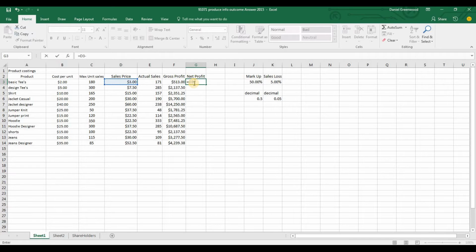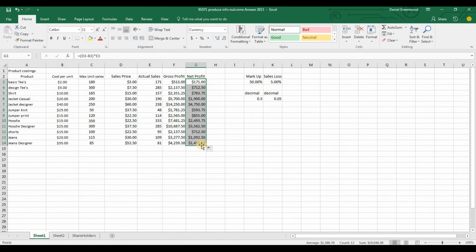$3 minus that, okay? That gives us the $1. That's how much you're making per t-shirt we sold, right? We made $1 per t-shirt. Lots of profit, eh? So we want to work that out first. So I'll bracket that. And then we basically say, okay, from that $1, I want to times it by how many sales we actually did. And with that formula, and I drag it down, there we go, we've worked everything out. So that is the tricky part.